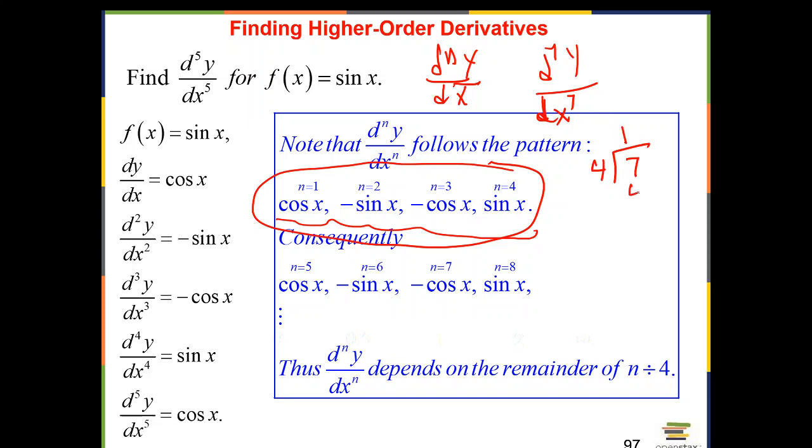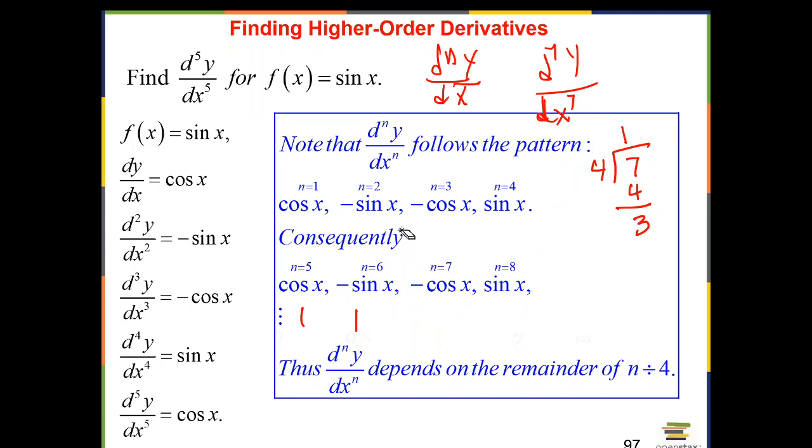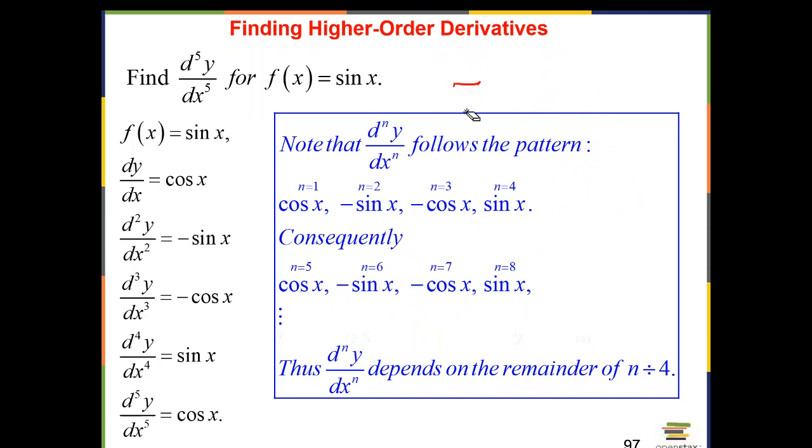1 times 4 is 4, and we get 3 here. So the remainder is 3. What does that mean? That means if I want to take the 7th derivative, I have to go through this group 1 time, right? And then the remainder is 3. That means I start all over again and do 3 derivatives. 1, 2, 3. So the answer would be this one. Right? All right, so this way we could take any really higher derivative of sine.